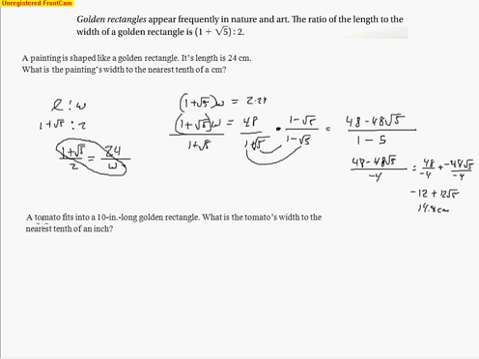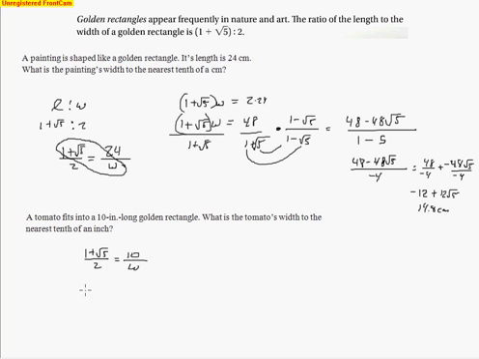So let's take a look at the next one. We'll go a little faster on this one. A tomato fits into a 10-inch long golden rectangle. What is the tomato's width? Okay, so we know the length is 10 inches. So we'll do 1 plus the square root of 5 over 2 equals 10 over W. We want to find that width. So we'll do the same thing.